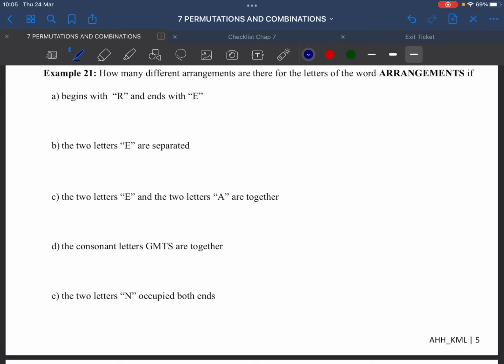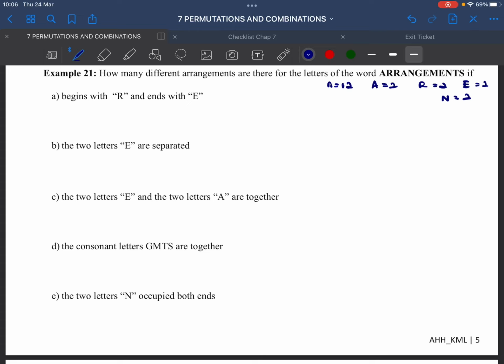Okay, how many different arrangement are there for the letters of the word arrangements? Okay, arrangement. So let's see. Ada berapa huruf dalam arrangement? 1, 2, 3, 4, 5, 6, 7, 8, 9, 10, 11, 12. So N kita sama dengan 12. So apa yang diulang? Ada 2 A. So A ada 2. Lagi, R ada 2. Lagi, E ada 2. Lagi, N ada 2. Ada lagi ke? A-R-E-N. Okay, that's it.